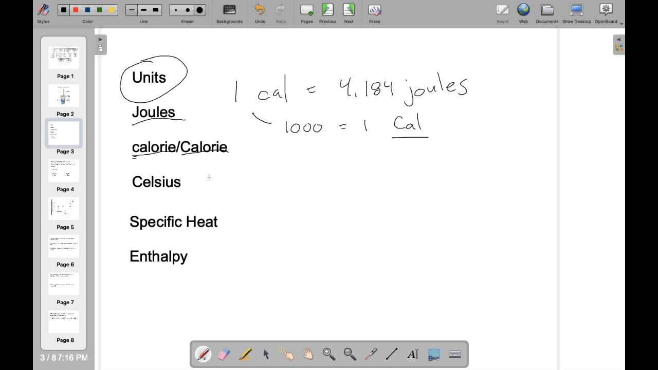Celsius is obviously a unit for temperature. You could always convert to Kelvin by adding 273. I sort of round off a little bit. Anytime you have Celsius, you can add 273 to get Kelvin.